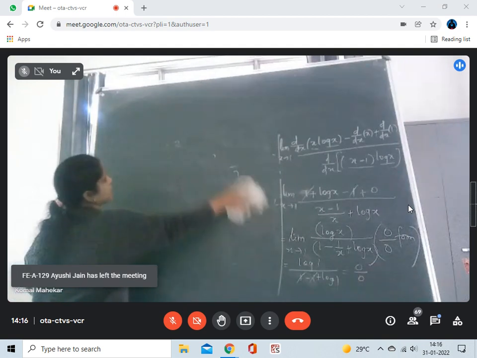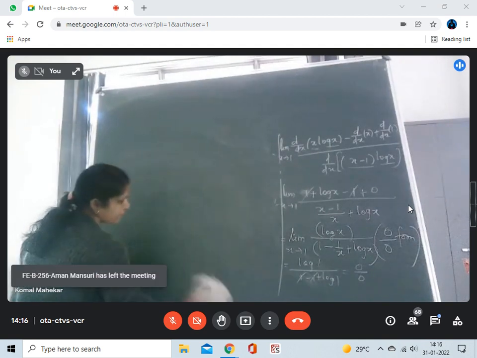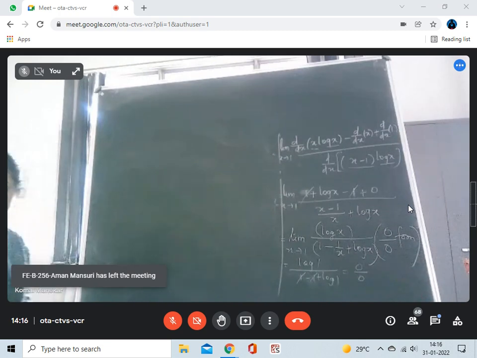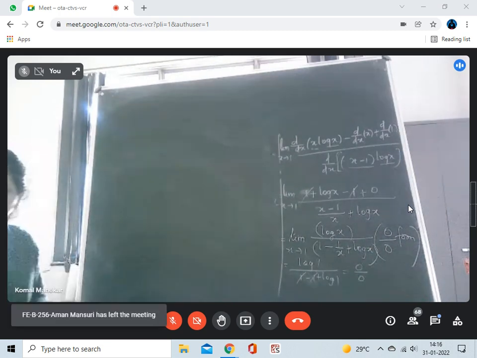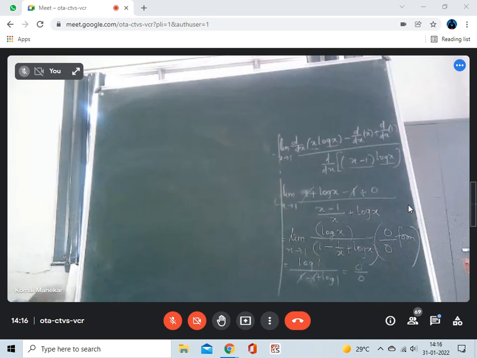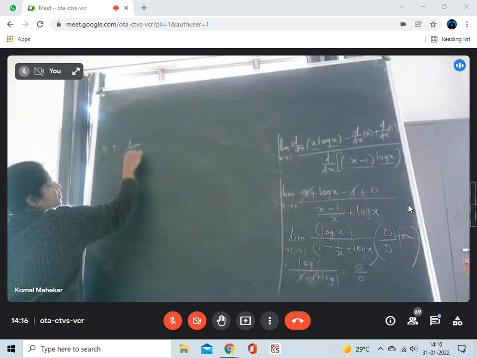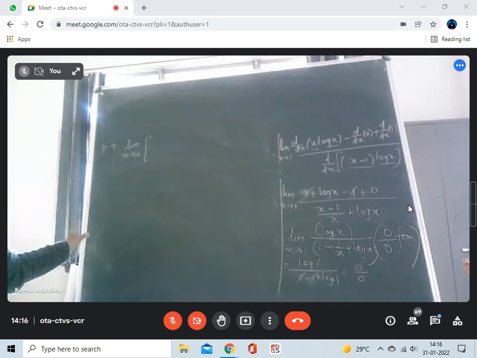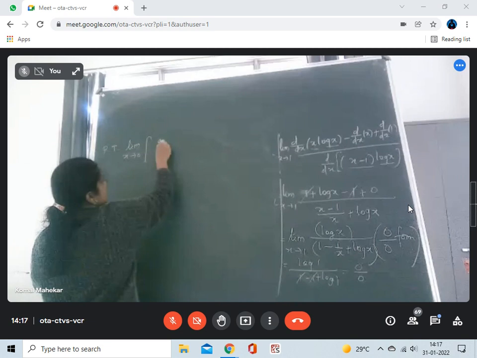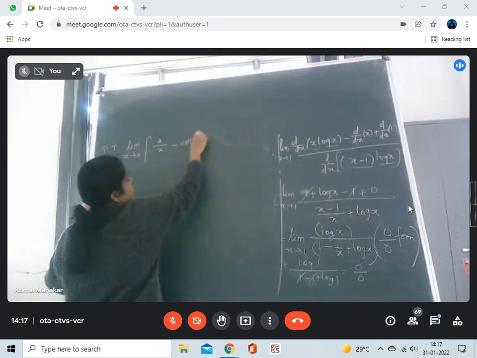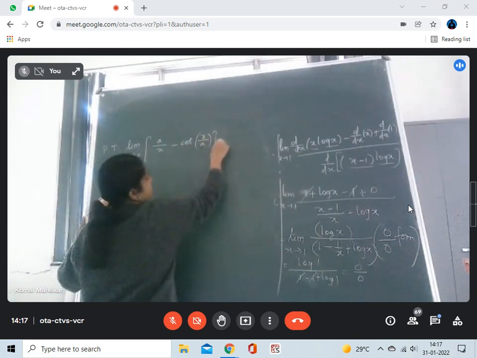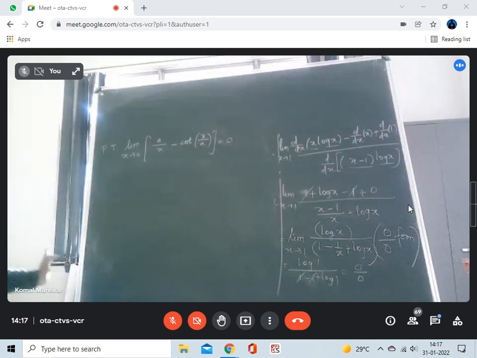Now consider the third example, next problem on the infinity by infinity rule. Okay, so prove that limit x tends to 0 of a upon x minus cot of x upon a is equal to 0.